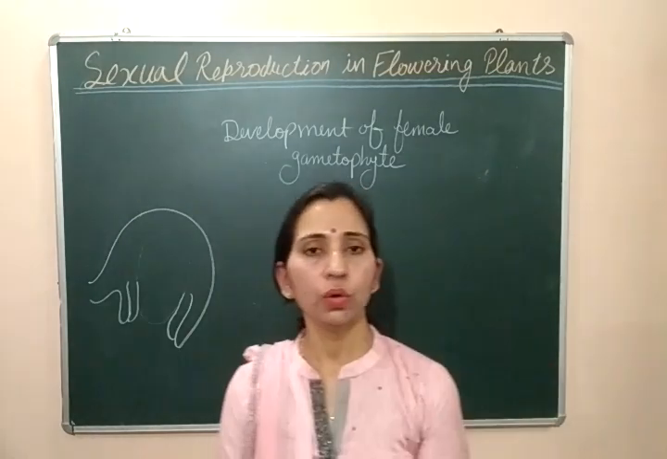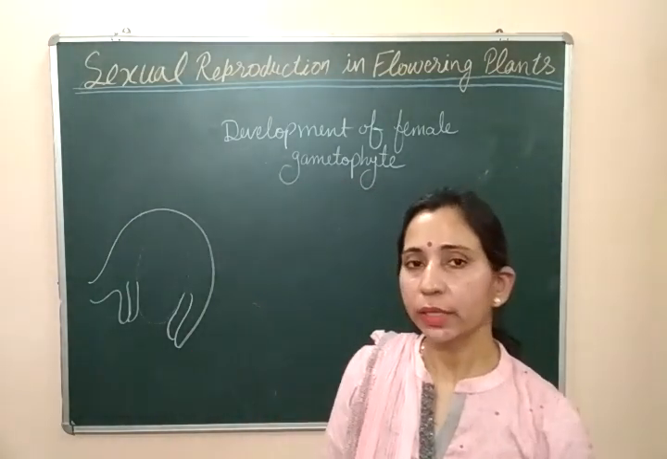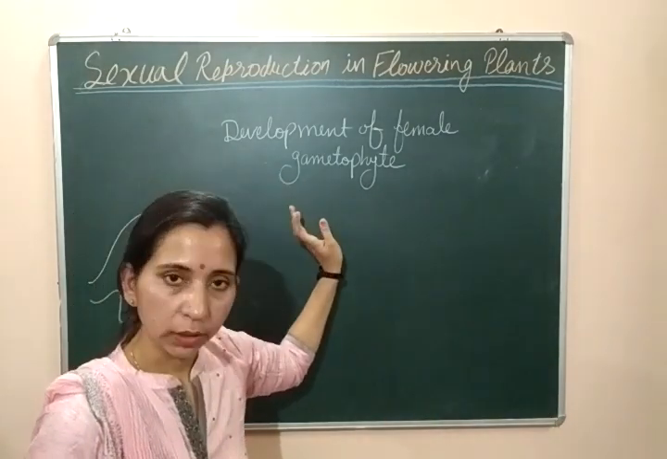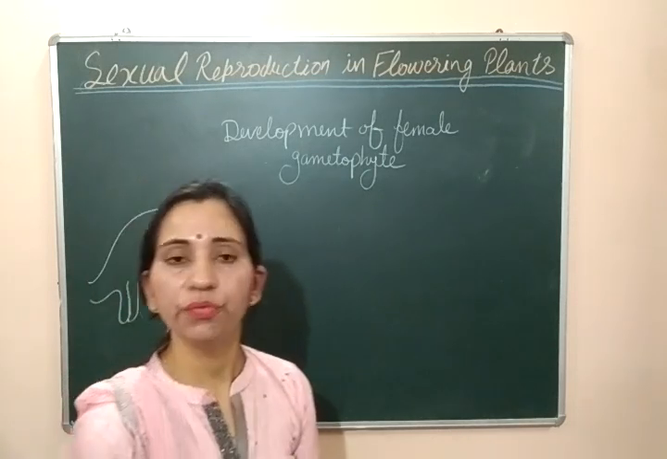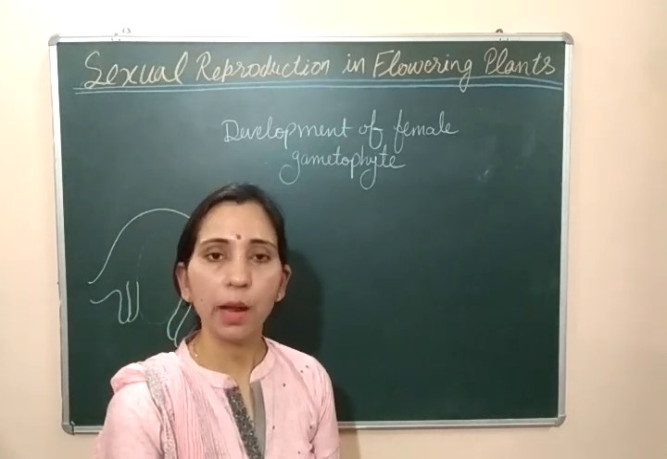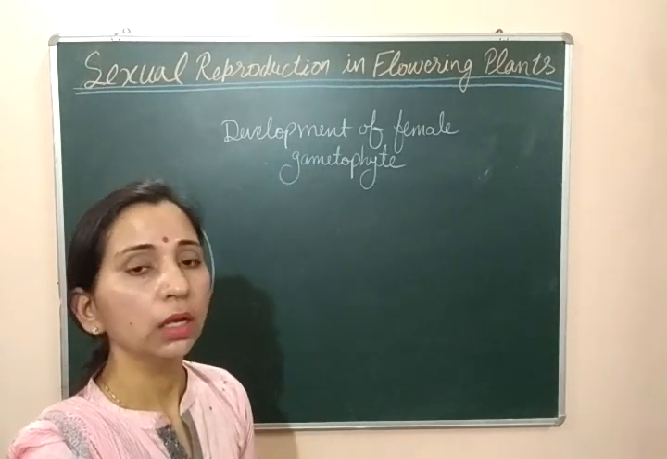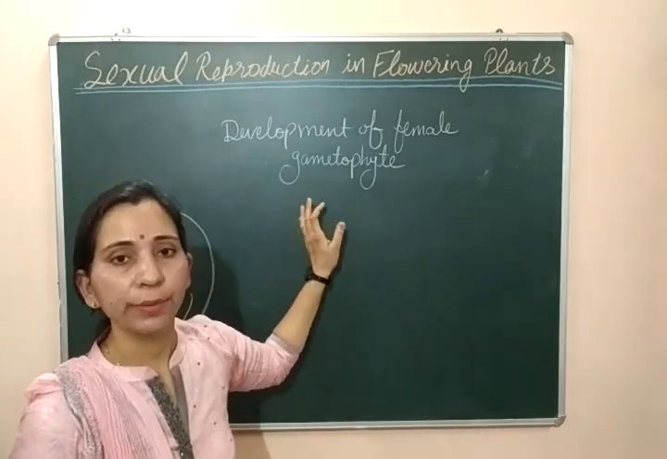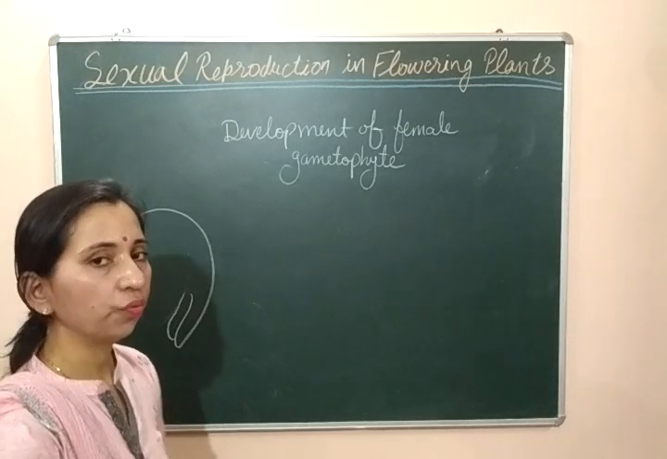In the previous video, we discussed the structure of the ovule. Now, let's take more details about the structure of the female gametophyte. In the previous video, I told you that inside the ovule, the female gametophyte, which is the embryo sac, is present. Embryo sac is present inside the ovule, and this embryo sac is also known as female gametophyte. Now we will discuss the structure of the female gametophyte.